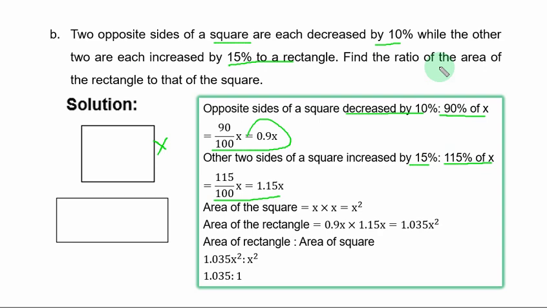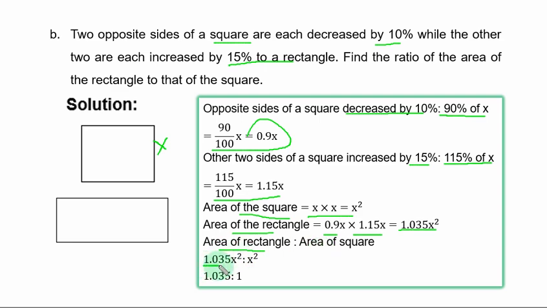Ratio of the area. So let's get the area of the square, that is S times S, S squared. Area of the rectangle, 0.9S times 1.15S, that is 1.035S squared.